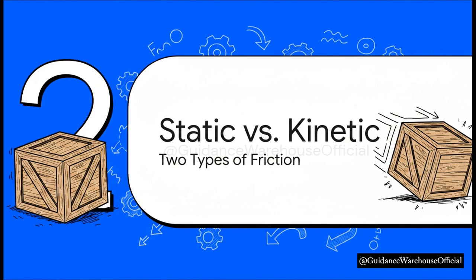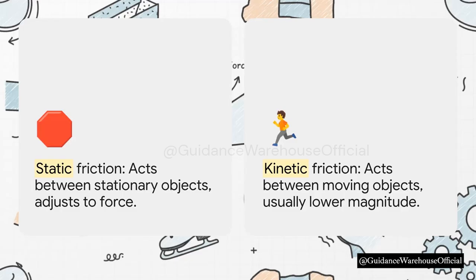Let's move to section 2, static versus kinetic, and see how this actually solves our stubborn wooden crate mystery. So we actually have two completely distinct types of friction at play here. First up is static friction. This acts between stationary objects, and it's a fully responsive force. If you push that crate with 50 newtons of force, static friction pushes back with 50. If you push with 100, it matches you with 100. It grows stronger and stronger until you finally hit its breaking point.